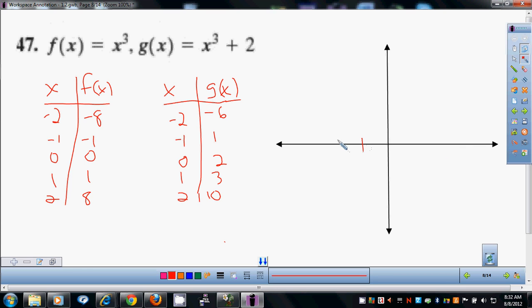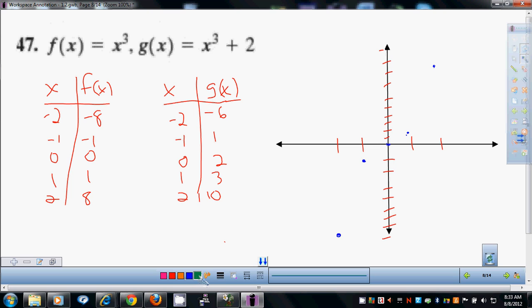All right. -2, -1, 0, 1, and 2. Ooh, I only need to, oh, dang, I have to go up to 10. Okay. f of x, I'll do in blue. -2, -8. -1, -1. 0, 0. 1, 1. 2, 8. Again, these aren't perfect. They're just sketches. That is f of x.